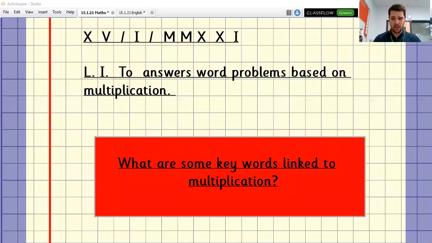As I mentioned earlier, we're going to be applying our multiplication methods today to word problems. So, as a quick starter, what are some key words linked to multiplication? See if you can get at least 5 written down in the next minute, and then join me on the next slide.